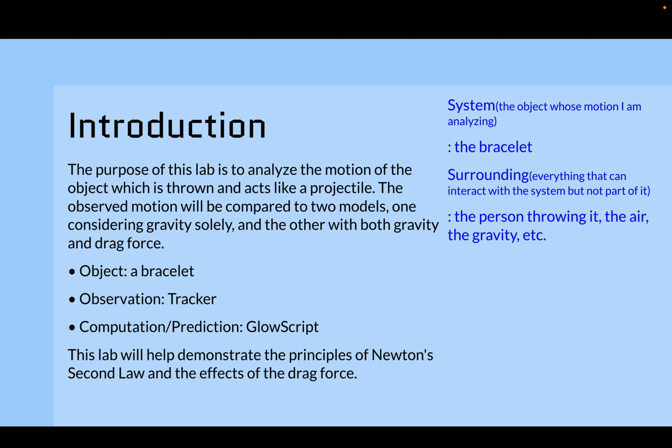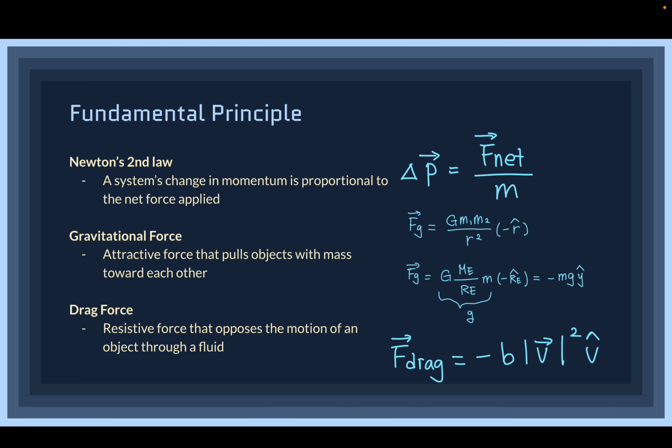So the system is the bracelet, and the surroundings might be the person throwing it, the air, the gravity, and much more. The fundamental principle will be Newton's second law, which is that a system's change in momentum is proportional to the net force applied. The equation is on the right side. Then there is the gravitational force, which is an attractive force that pulls objects with mass towards each other, and an object near the Earth will follow this equation. And lastly, drag force, which is a resistive force that opposes the motion of an object through a fluid.